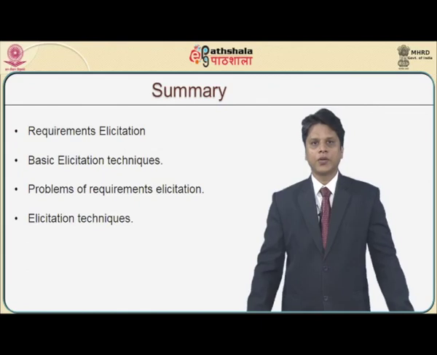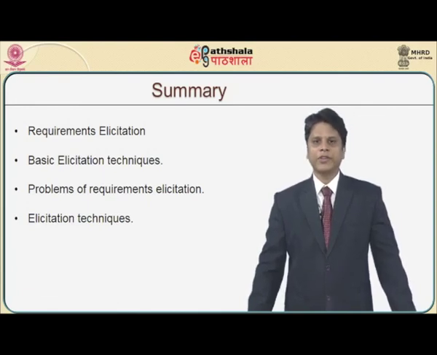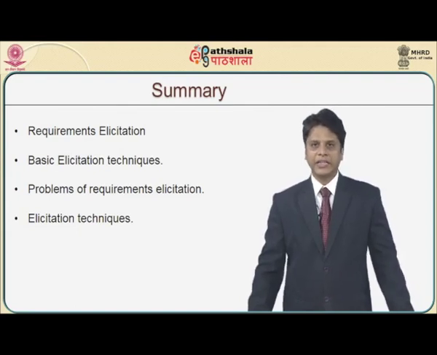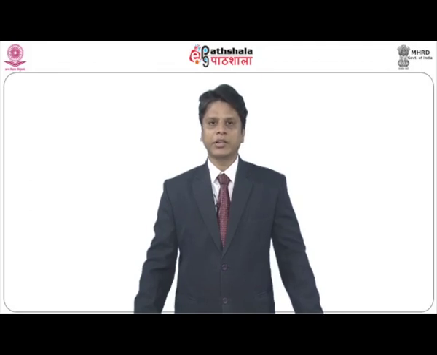In summary, what we have looked at in this particular session, we started with requirements elicitation. This requirements elicitation tries to gather the requirements from the stakeholders. Then we talked about the requirements process, basic elicitation techniques and process, the various problems that requirements elicitation would have, and finally we started explaining elicitation techniques like interviewing, preparing questionnaires, background understanding, and we will be continuing with the further techniques in detail.